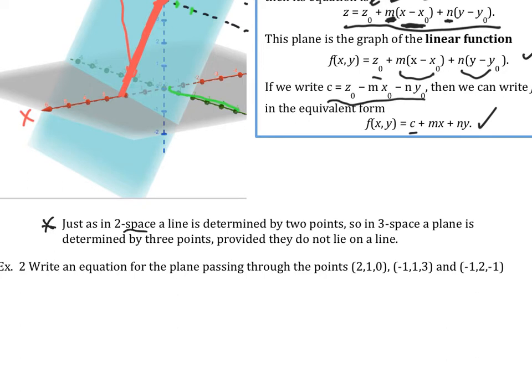So we have this now down here, this is an example. In 2 space, a line is determined by 2 points. So in 3 space, a plane is determined by 3 points, provided they do not lie on a line. So what I want to do is write the equation of the plane passing through these points right here. Now, to make this easier, you might end up with 3 equations, 3 unknowns. To avoid that a little bit, I've matched up some of the coordinates. So this is a 1, this is a 1. So that makes it a little bit easier.